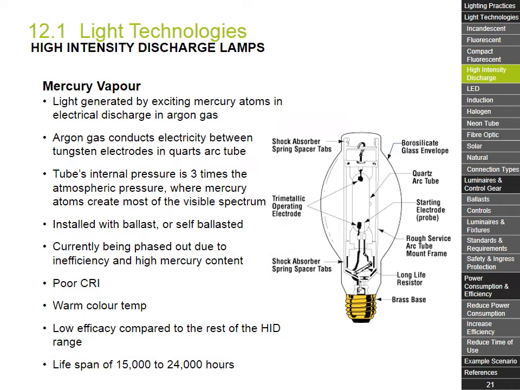The older type of HID lamps are the mercury vapor lamps. In this type, the light is generated by exciting mercury atoms in the electrical discharge in argon gas. The argon gas conducts the electricity between the tungsten electrodes in the quartz arc tube. The internal pressure of the tube is nearly 3 times the atmospheric pressure and they are usually called high-pressure mercury lamps. At these pressures, the mercury atoms can create most of the colors of the visible spectrum, hence why the light produced has a blue-green tint.